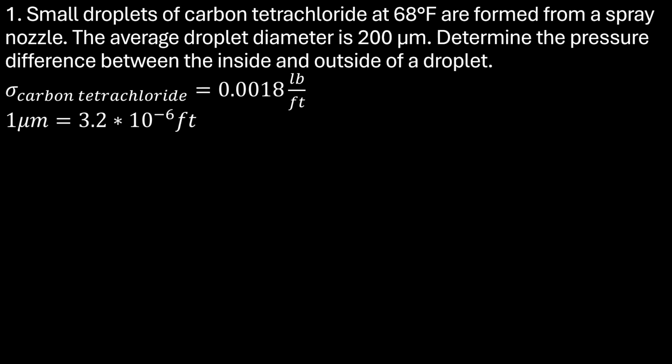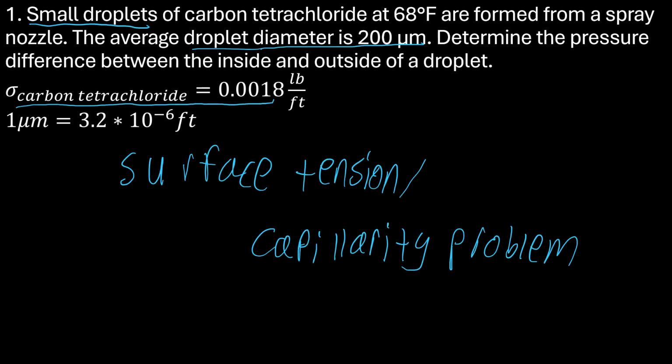And we're given the surface tension of carbon tetrachloride and a conversion rate from micrometer to feet. The first thing I like to do with these problems is read through them and see what kind of problem it is. For this one, I can tell it's a surface tension or capillarity problem. That's because it says things like droplet, we have small droplets, we have a droplet diameter, and the fact that we're given the surface tension. So we can tell that we're using something to do with surface tension.